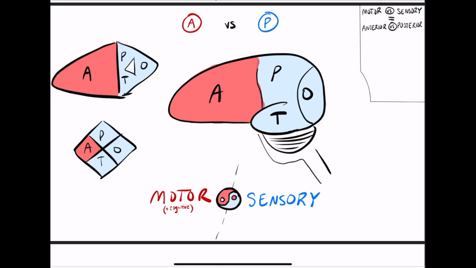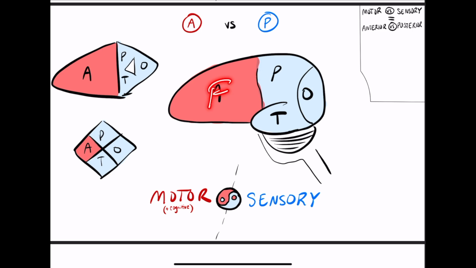So this is my simple framework to look at the brain, to think about the lobes of the brain. It's just yin and yang, the front and the back. So anterior versus posterior is motor versus sensory. The front of the brain does motor stuff, movement. The back of the brain does sensory stuff, your senses, right? So it's really just two parts, right? But we talk about them as four lobes.